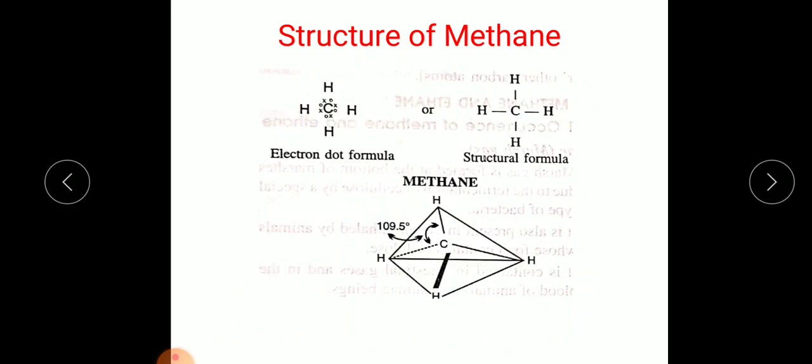Next, we'll discuss methane and ethane, especially in alkanes. The structure of methane is this one. This is the electron dot formula or Lewis dot formula. The structural formula is this one if you form a bond, and the actual structure is this one, which is known as tetrahedral, where the bond angle is 109.5 degrees.